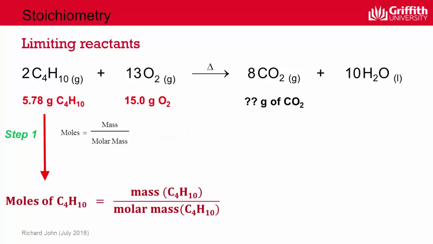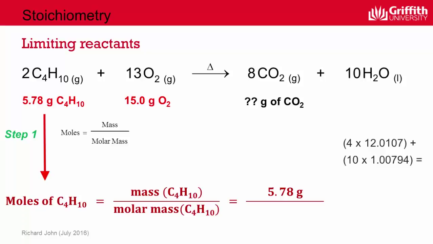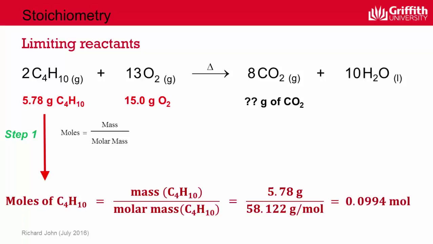We'll start with the butane. Moles of butane equals mass of butane over the molar mass of butane. We've got the mass of 5.78 grams, that's given in the question, and we can calculate very quickly, doing a side equation, the molar mass of butane: 4 times the molar mass of carbon plus 10 times the molar mass of hydrogen gives us 58.122 grams per mole. And so we can plug that into that equation there, and we're going to get 0.0994 moles of butane from our 5.78 grams of butane.